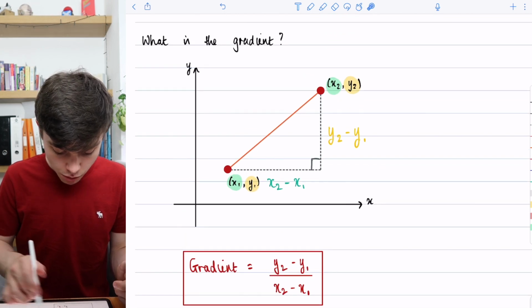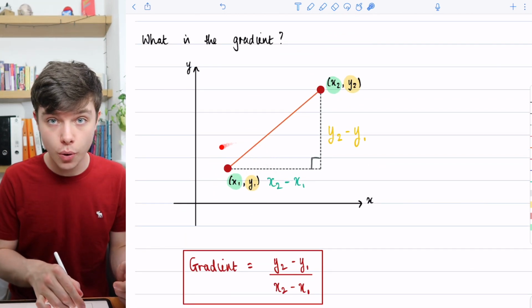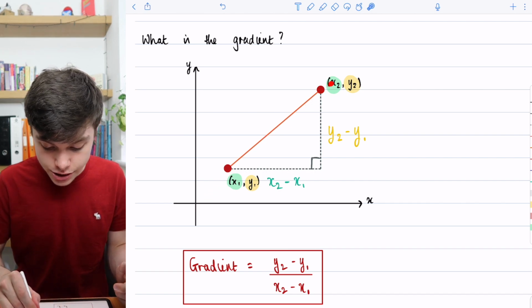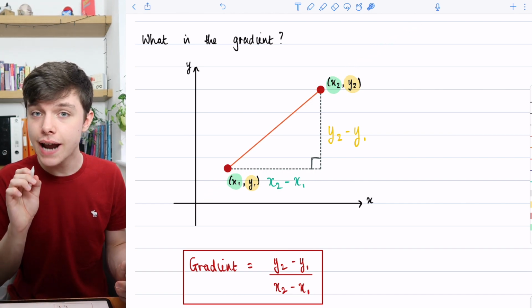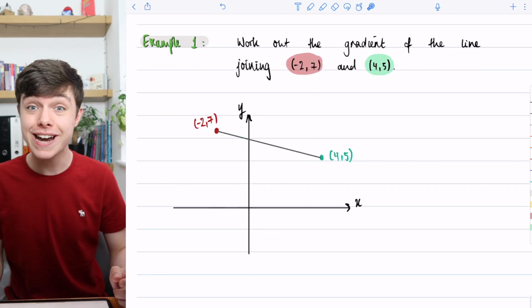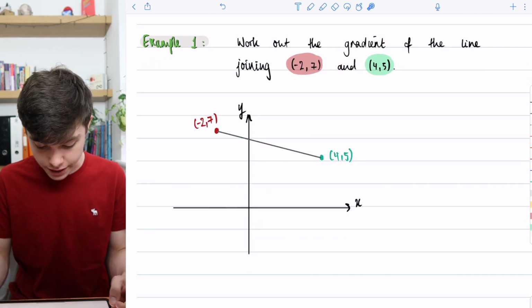Here, this line, well, we start at this point, x1, y1, we start at the left, and we go up the page as we go to the right. So this is going to have a positive gradient. But going back to the example, we're hoping for a negative number, a negative gradient.